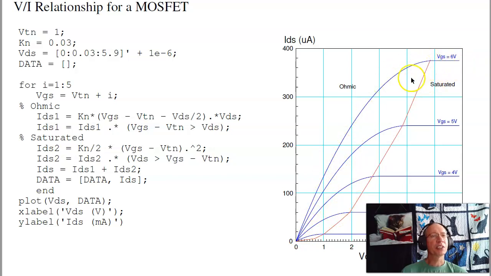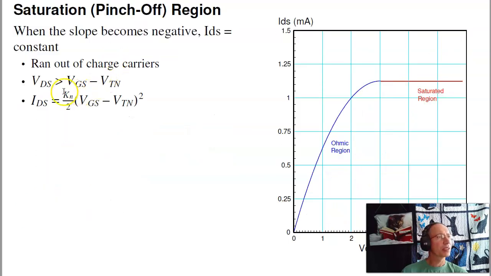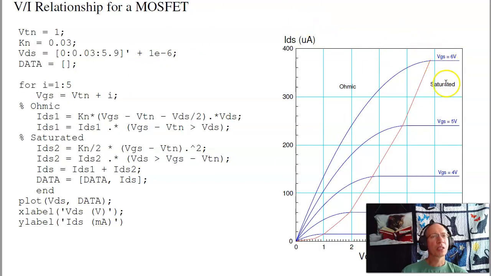The transition from ohmic to saturated is a parabola. The equation for that is when VDS is greater than VGS minus V turn on, I'm saturated.